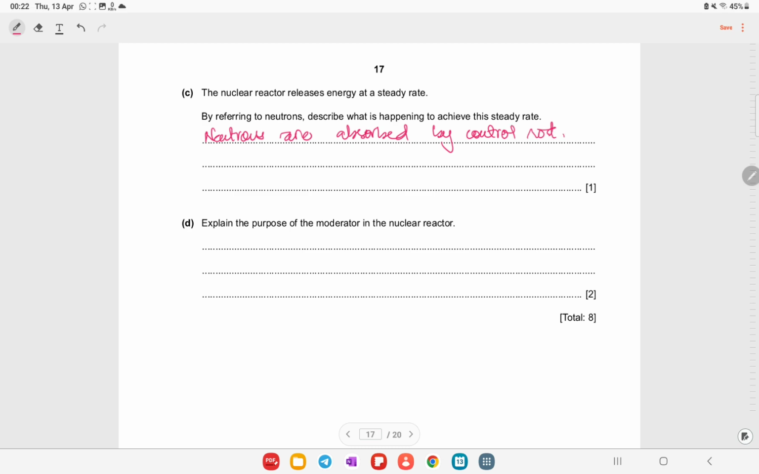Explain the purpose of the moderator in the nuclear reactor. So basically they slow down the neutrons, and there will be a greater chance of being absorbed by radioactive element.